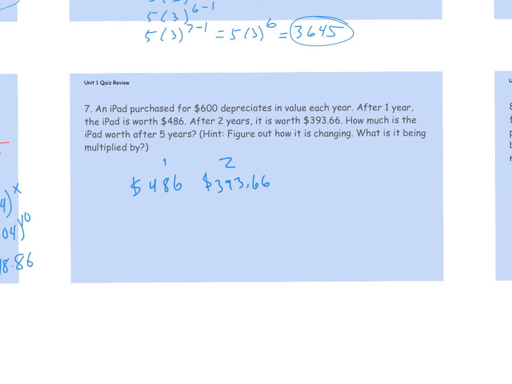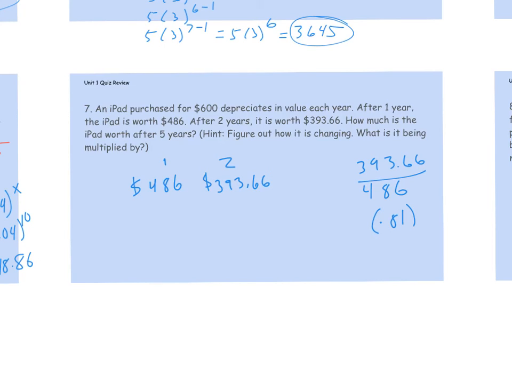Hint, how do we figure out how it is changing? What is it being multiplied by? Well, to figure out what it's being multiplied by, you got to do this. Take 393.66 and divide it by what the term was previously worth, which is $486. So 393.66 divided by 486, that's 0.81.